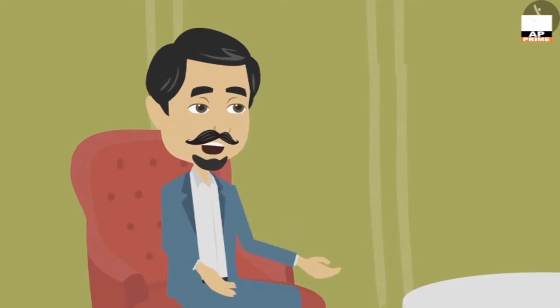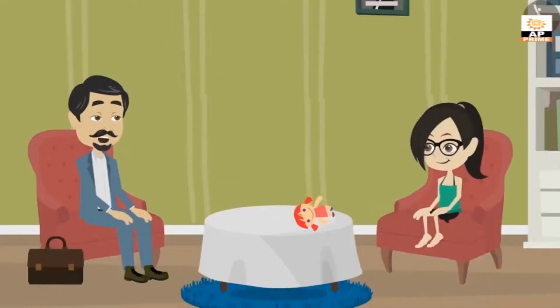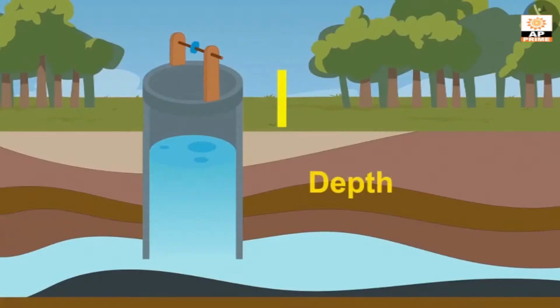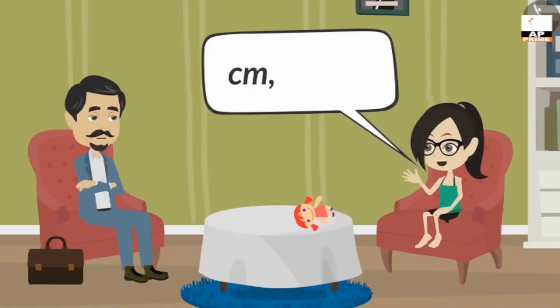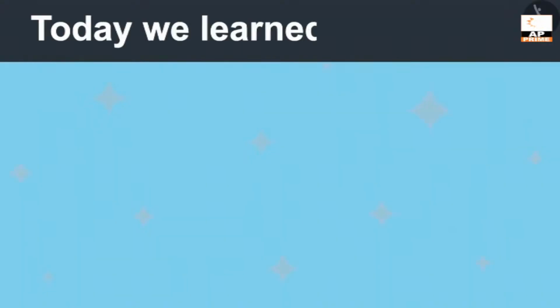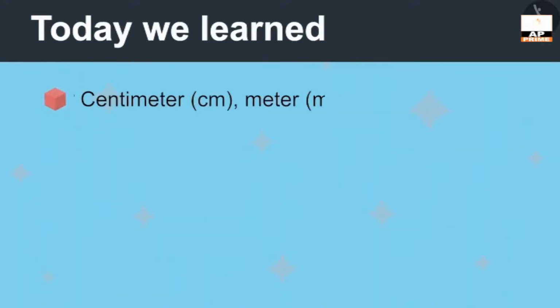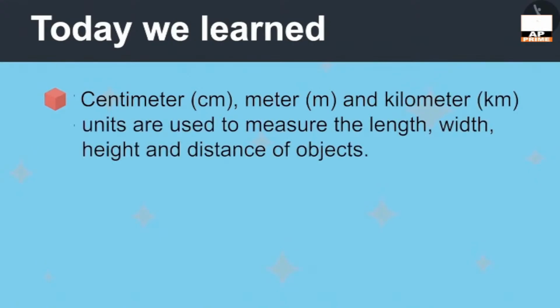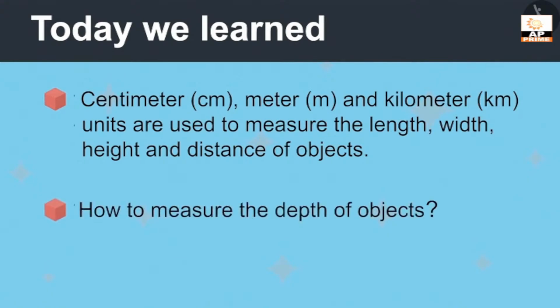Now tell me whether you understood what centimeter, meter and kilometer can be used to measure. Yes, Papa. The length, width, height, depth and distance of objects are measured in centimeters, meters and kilometers. Today we learned centimeter, meter and kilometer units are used to measure the length, width, height and distance of objects, and how to measure the depths of objects.